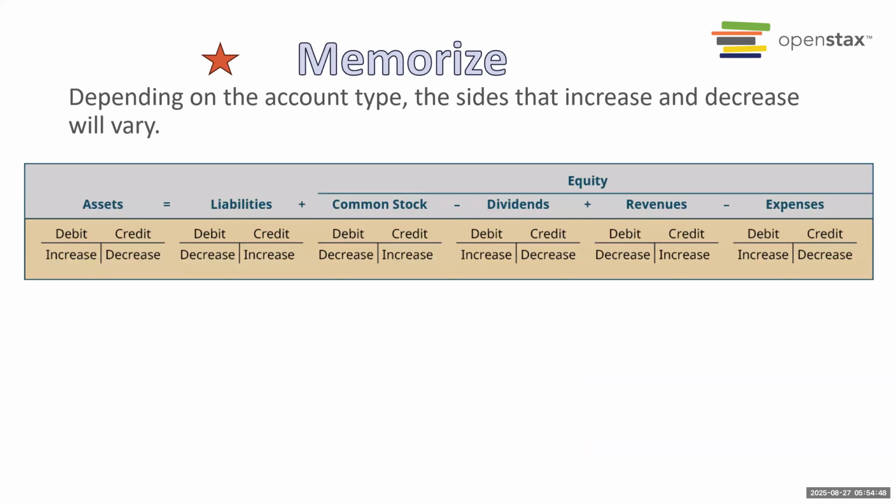All right, I've highlighted this. You should memorize this. Assets equals liabilities plus common stock minus dividends plus revenue minus expenses. This is a little bit more detailed than we discussed previously. So normally assets have a debit balance and liabilities and equity have a credit balance. So if you debit an asset, it increases its value, while if you debit a liability or equity, it decreases the value. Conversely, if you credit an asset, it decreases the value. If you credit a liability or equity, it increases its value.